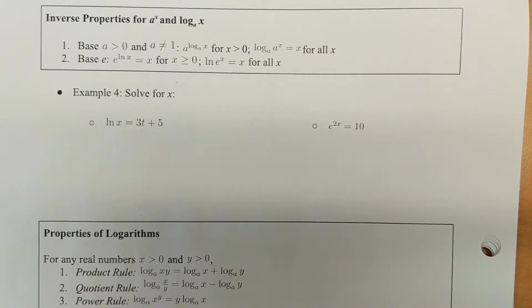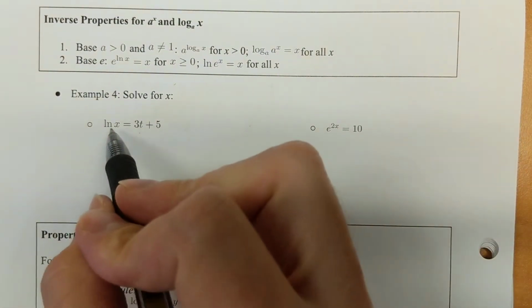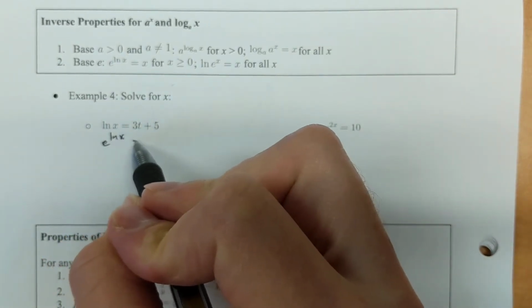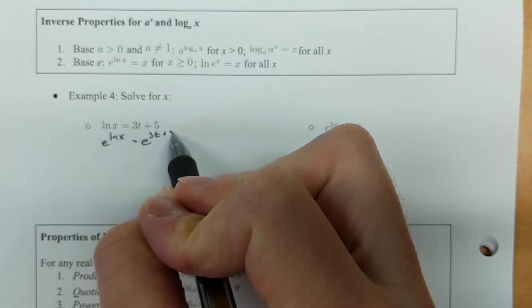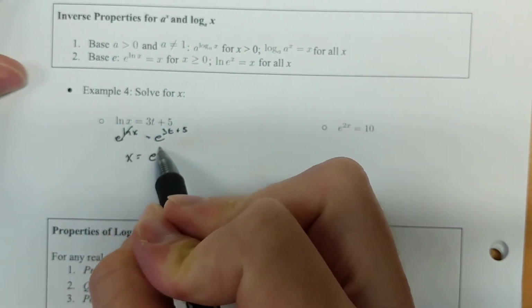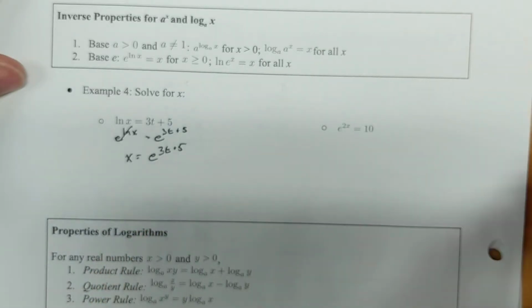All right, so example 4, solve for x. I need to get rid of the natural log, which means everything becomes an exponent on an e. So over here, those cancel, so I'm left with x equals e to the 3t plus 5, and I've solved for x.